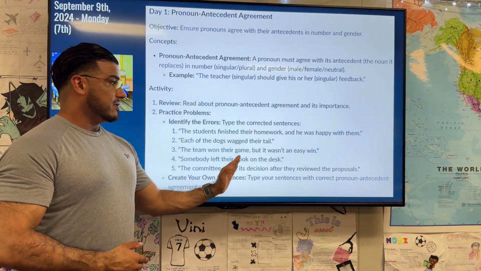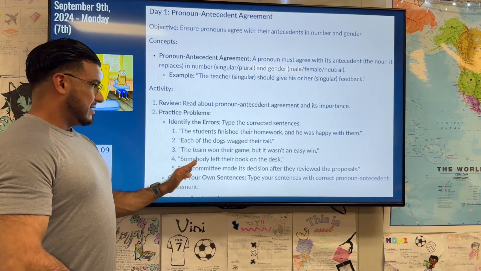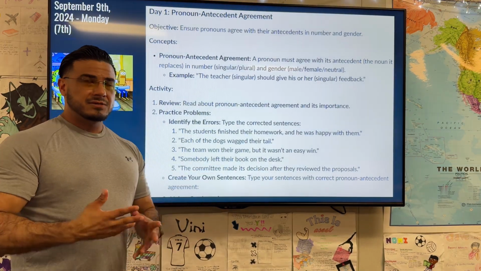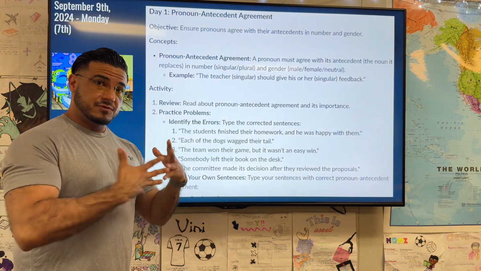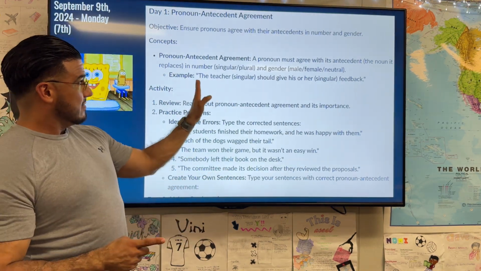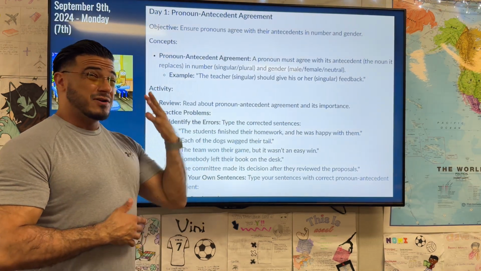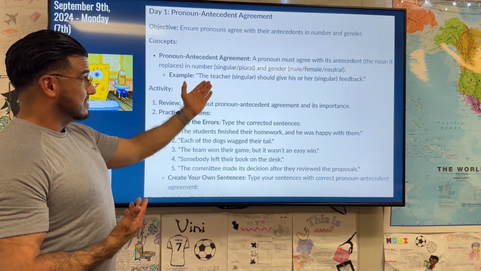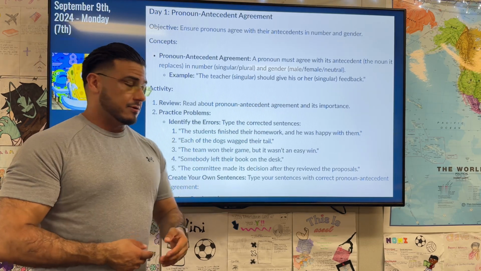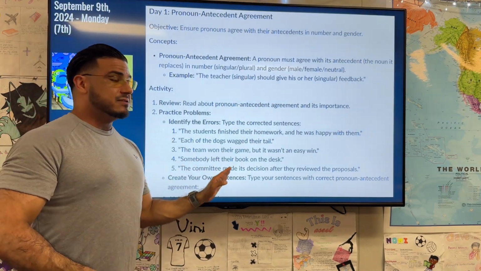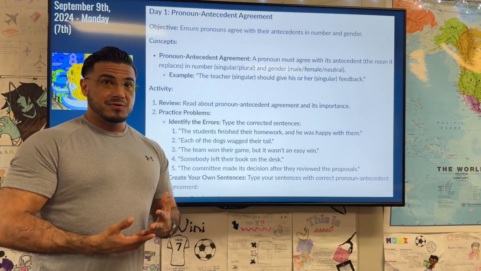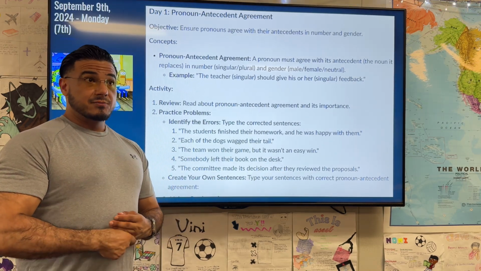Number 4: somebody left their book on the desk. Somebody refers to an individual, singular. Their is incorrect, because this refers to a multitude. As well, we don't know the gender. So in the same way that we approached our first example sentence, where we don't know the gender and recognize that it's an individual, singular, we're going to go ahead and use his or her. So again, somebody left his or her book on the desk. This will be the more formal and traditional way we would do things grammatically.